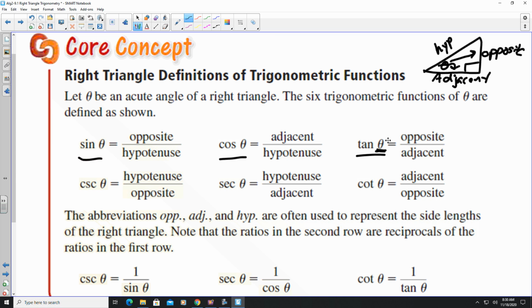If you know the opposite and the hypotenuse, you're going to use sine. If you know the adjacent and the hypotenuse, you're going to use cosine. And if you know opposite and adjacent, you're going to use tangent. The other three are reciprocals of sine, cosine, and tangent, respectively. This one is cosecant, this one is secant, and this one is cotangent. They're just reciprocals. So this one is opposite over hypotenuse, this is hypotenuse over opposite, and so on and so forth.